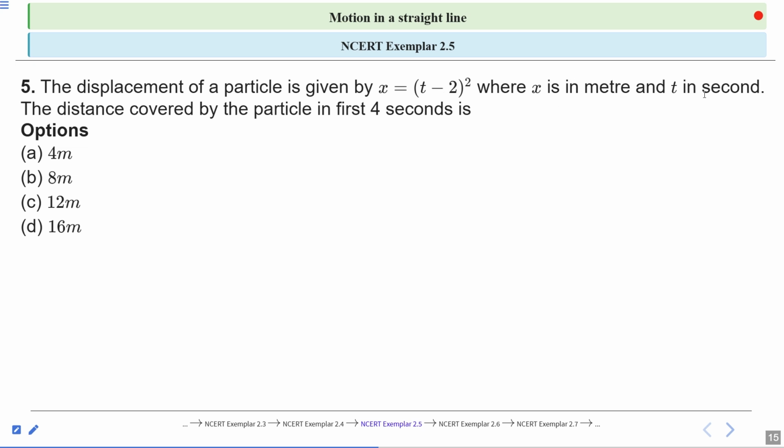The displacement of a particle is given by x is equal to t minus 2 whole square, where x is in meter and t in second. The distance covered by the particle in first 4 seconds is what? So here you have to find out the distance covered by the particle in the first 4 seconds, where the displacement is x is equal to t minus 2 whole square, and unit of displacement and time is also given. Given options: option A is 4 meter, option B 8 meter, option C 12 meter, and option D 16 meter. So which one is the correct answer?